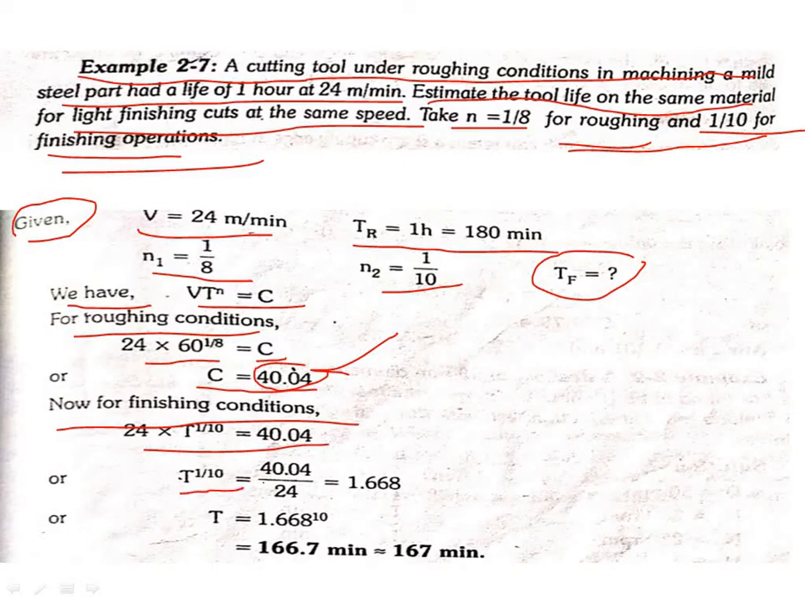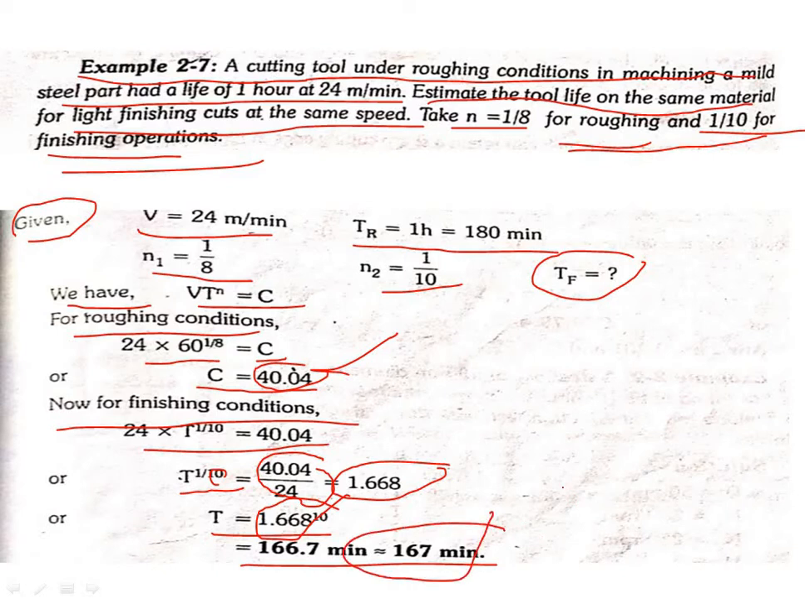T raised to 1 by 10 is equal to 40.04 divided by 24, that you will get 1.668. So T is equal to 1.668 raised to 10. That you will get the tool life, T is equal to 166.7 minutes, or you can take a round figure, that is 167.